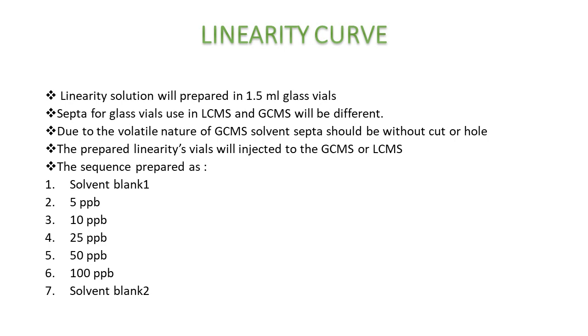The sequence prepared in the instrument is as follows: solvent blank, 5 ppb, 10 ppb, 25 ppb, 50 ppb, 100 ppb and solvent blank. When these linearity vials are injected into the instrument, the linearity curve will be plotted automatically in the instrument software.